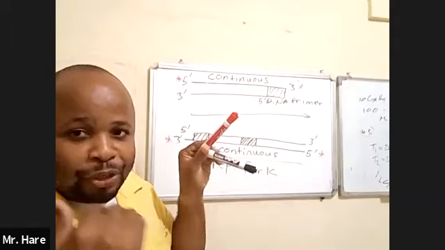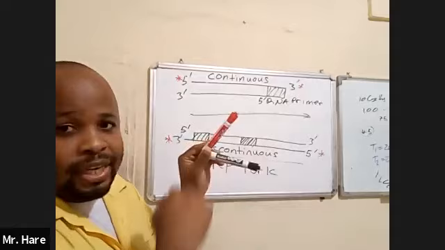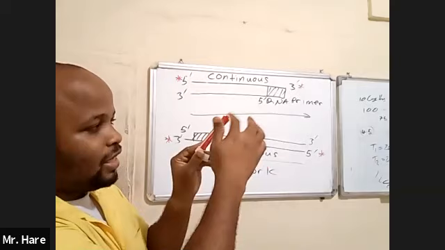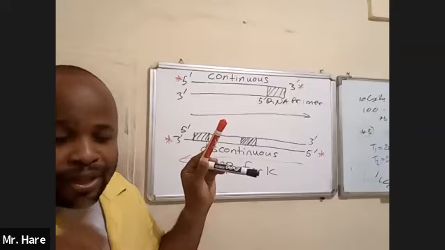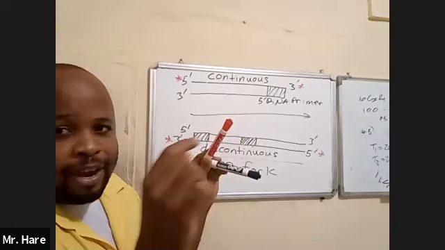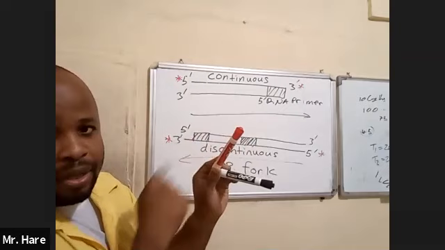The strand is going to be made 5' to 3' in the direction in which the DNA is open. So if DNA is open like this, and this end is 3', your new DNA is going to be made 5' to 3'. So the 5' end of your new DNA would align with the 3' end. And so this will be the leading strand.